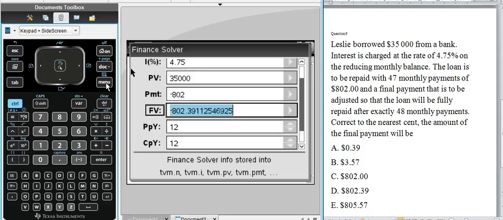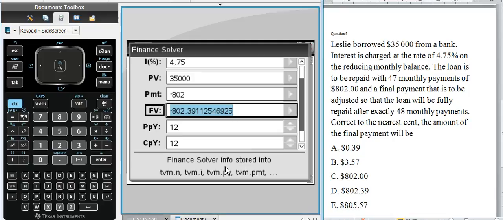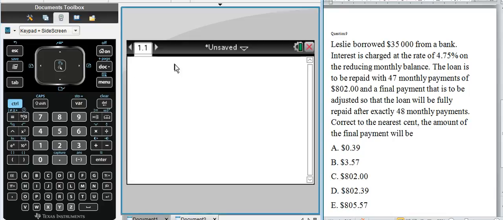So what we need to figure out is, if we currently owe $802.39, how much do we owe after 1 month of interest has been applied? What we need to do is calculate the interest that would have been earned on 1 month of that balance of $802.39.